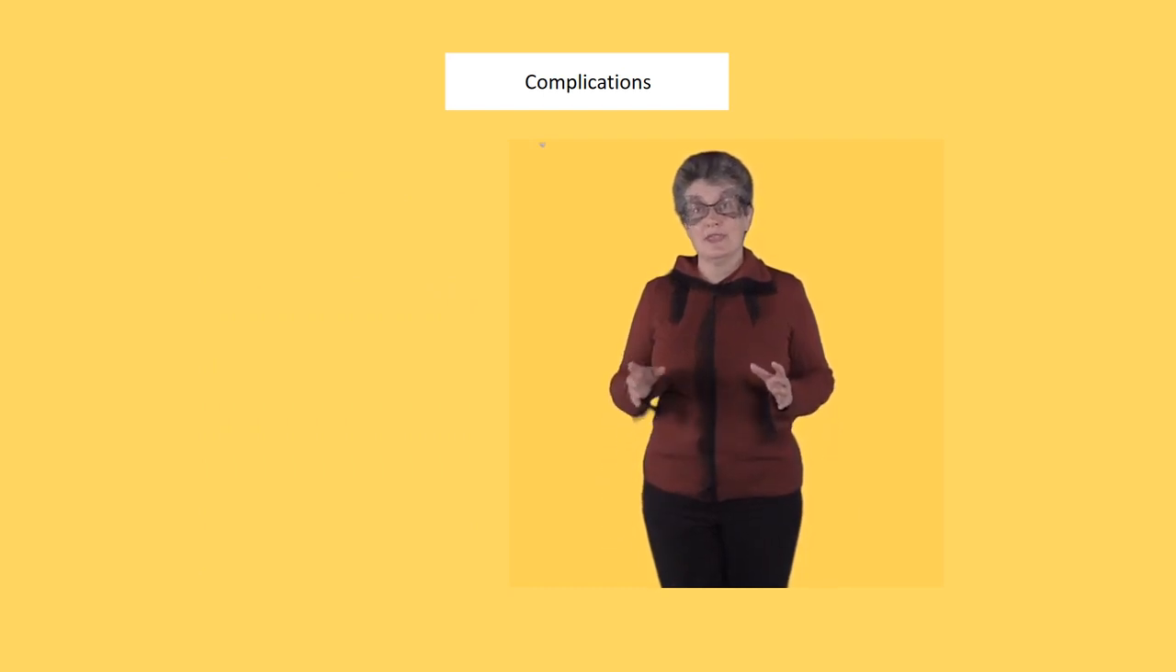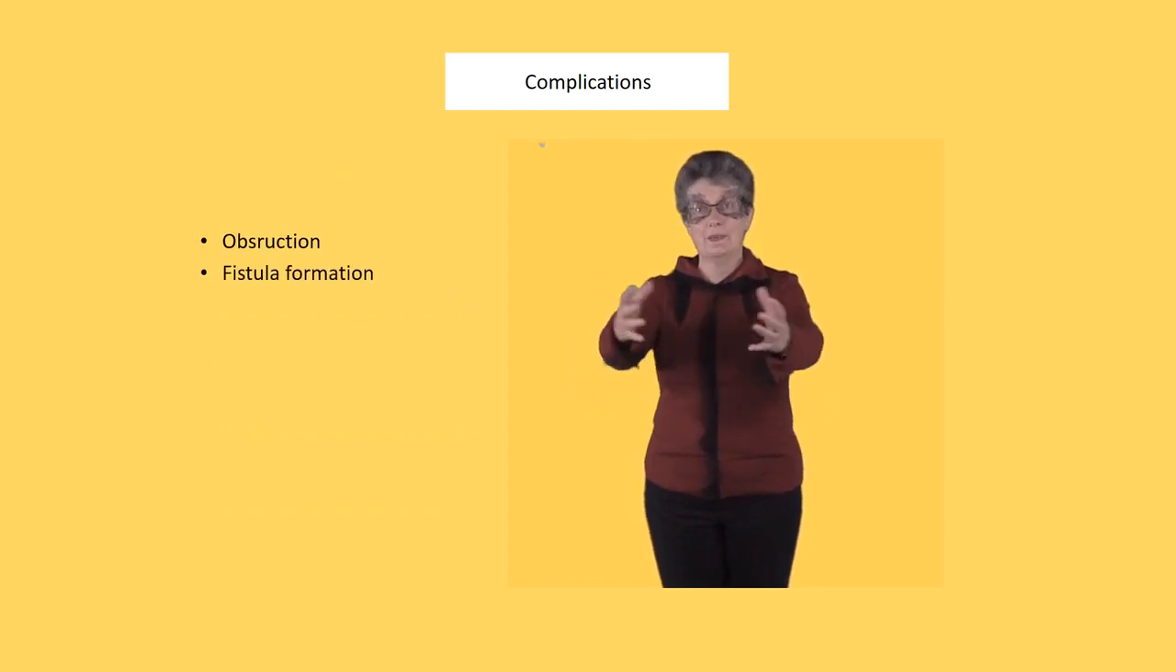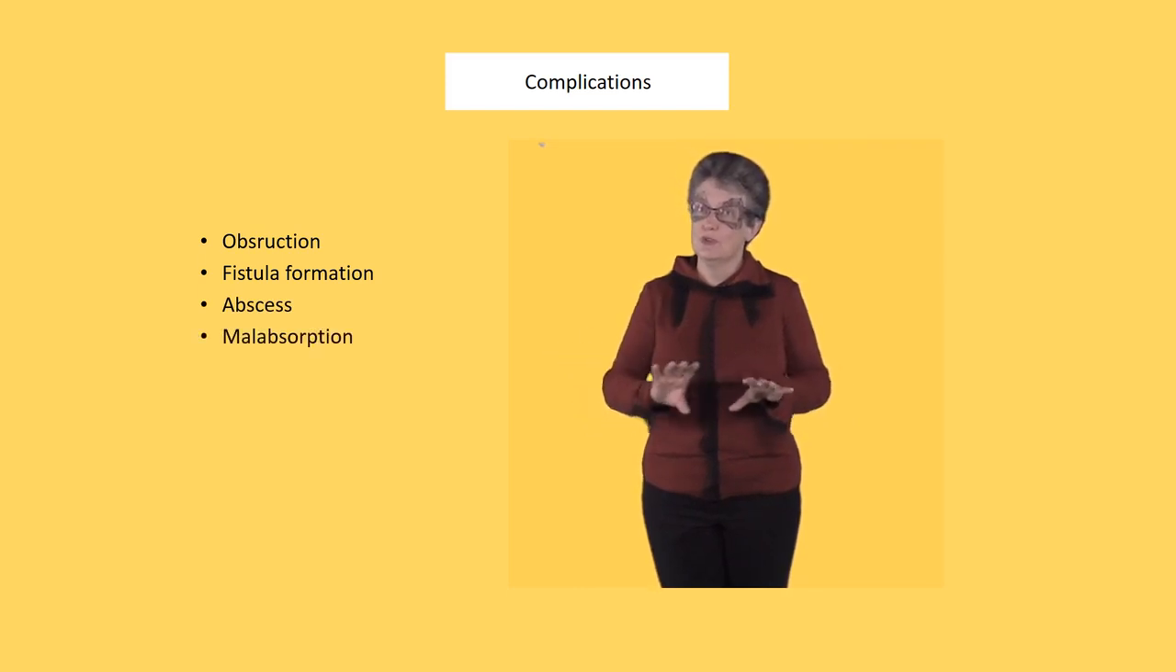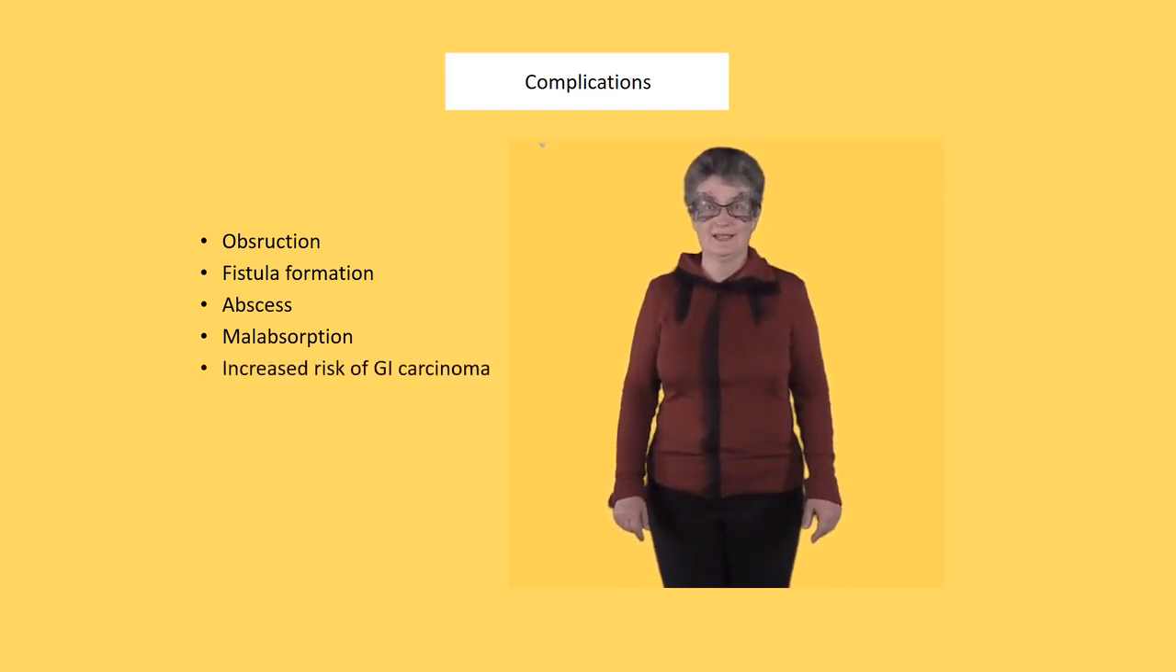So in summary, the bowel complications of Crohn's disease are obstruction from strictures, fistula formation, abscess formation from the deep penetrating ulcers, malabsorption from its erosion of the mucosa in the distal ileum, and also there's a moderate increase of GI carcinoma.